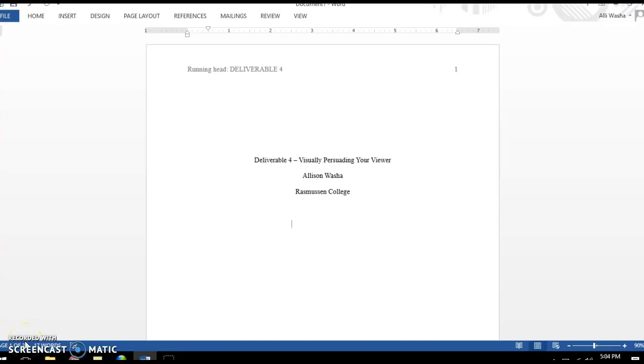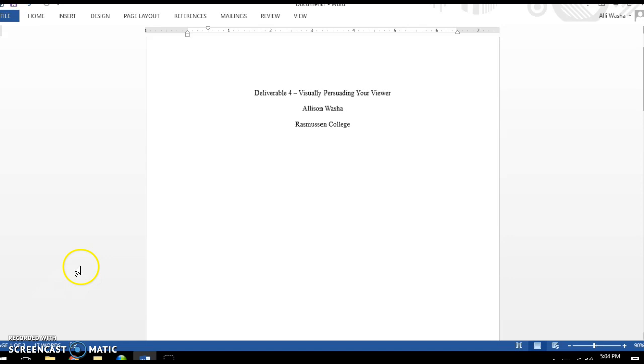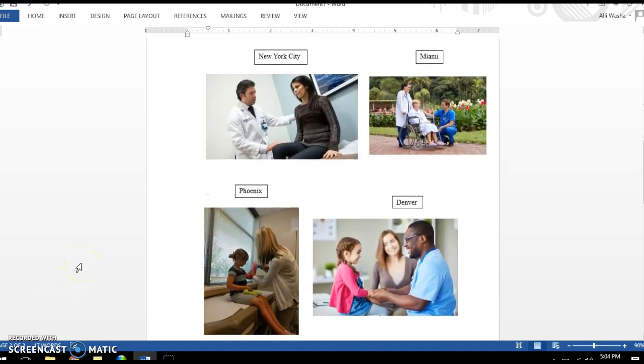Deliverable 4, Visually Persuading Your Viewer. The pictures that were chosen to highlight for each city were for a family medical center in New York City, Miami, Phoenix, and Denver. The three things I'm going to touch on in depth are cultural familiarity, importance of framing a viewer's perspective, and visual emotional appeal.